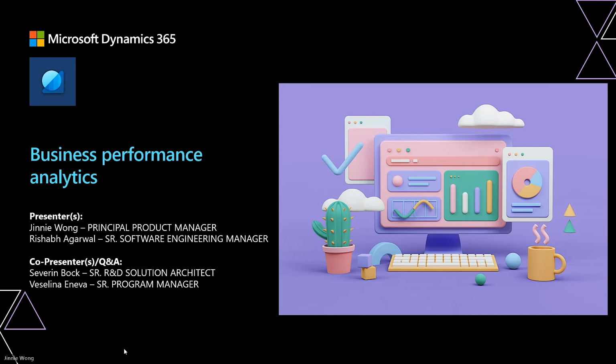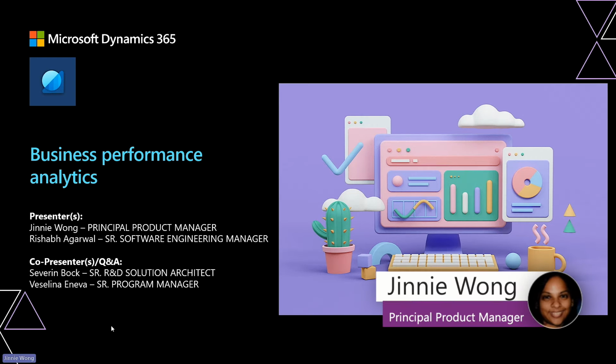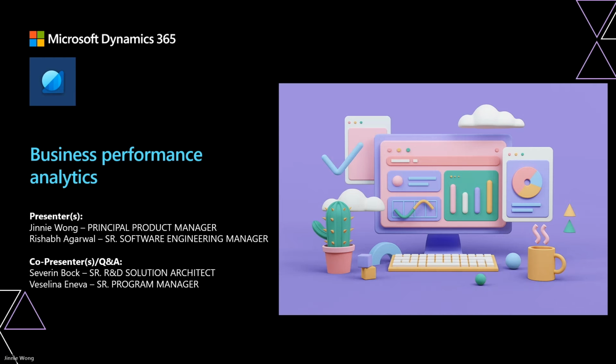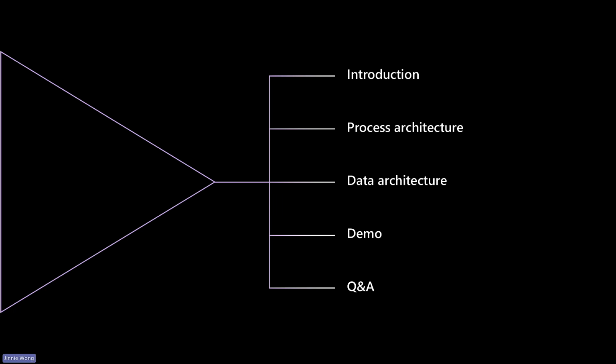Jeannie, up to you. Thank you, Severin. Thank you, everyone, for taking the time to be here today. Let me just go ahead and get started and talk about our agenda for the day. We'll do a quick introduction on BPA and what it is. We'll walk through the process architecture of how we've architected the data model. I'll pass some time over and move over to data architecture and extensibility. And then we'll show you a quick demo and open up time for Q&A. As always, during the session, if you have questions, you don't have to wait till the end. Like Severin mentioned, please go ahead and put those questions into the Q&A and we'll be answering questions as we go. Let's go ahead and jump into the introduction.